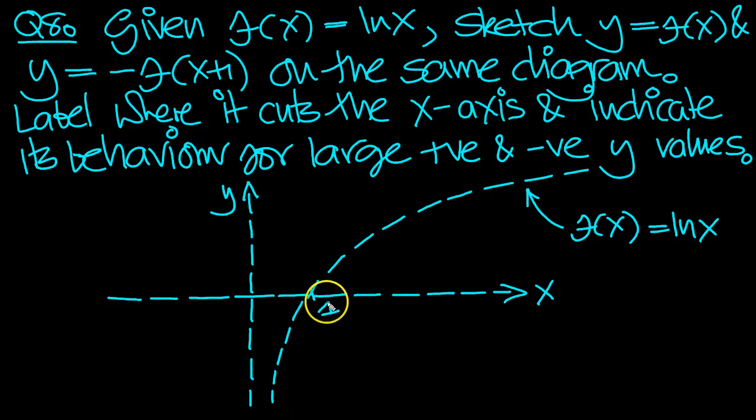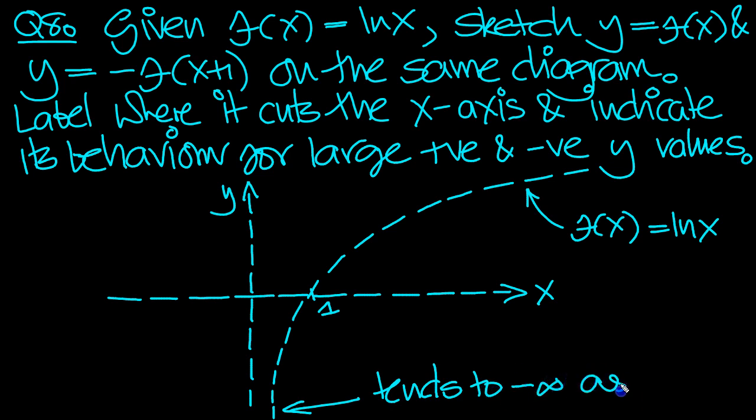So where it cuts the x-axis, we've done that, and indicated behavior for large positive and negative y values. I think it goes down there to minus infinity, so I'm going to just label and indicate the behavior. So here it tends to minus infinity as x gets closer and closer to 0. Okay, so that's what happens there. Negative values of y, so that was that one.